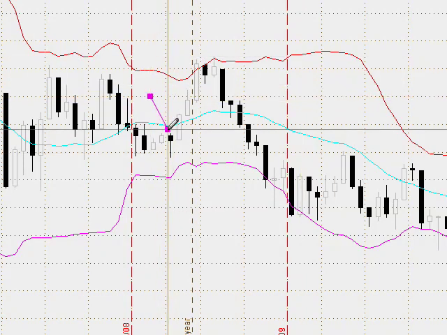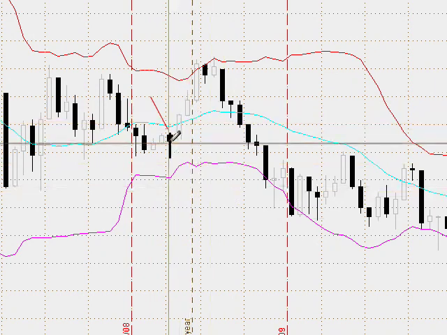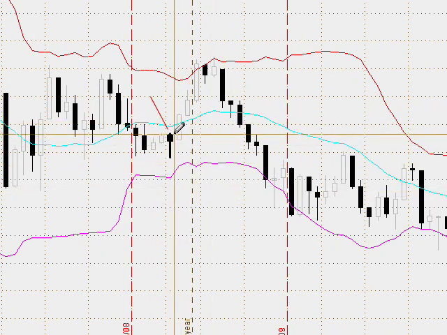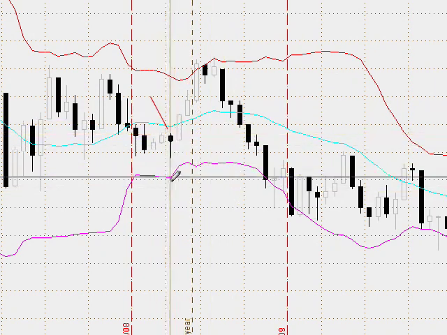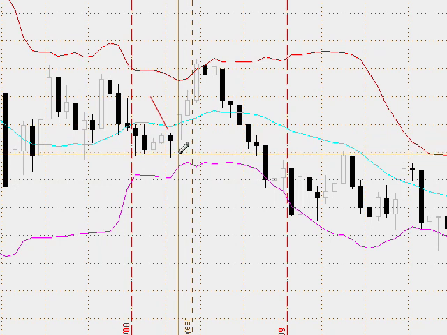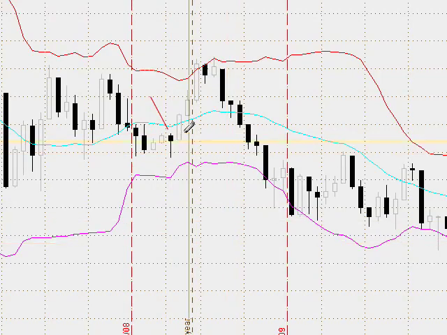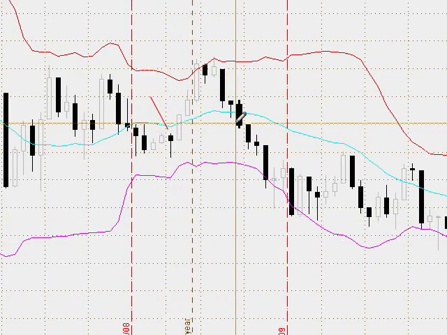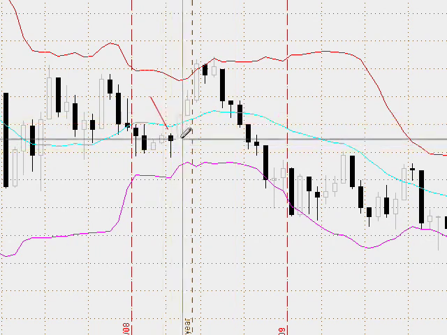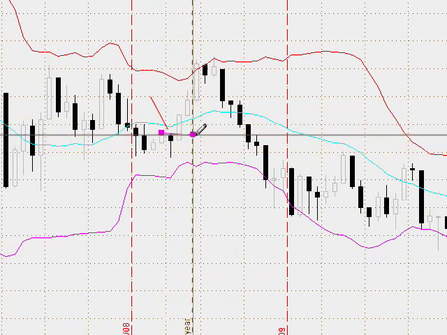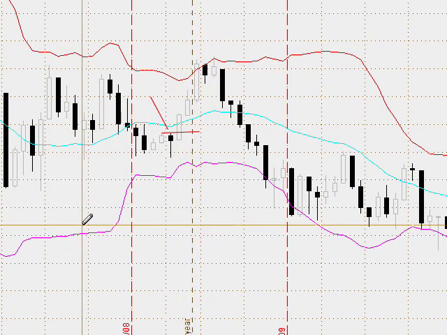Let's take a look at a couple more. Here we have a hammer, right? Hammer at the bottom. And we have a teeny little shadow up top, which makes it not a perfect hammer, but it's a hammer nonetheless, because the criteria is that there be little to no shadow at the top, and we have a little one. Then, of course, as with any hammer or hanging man, the next day confirms your entry. So we'd put a line right here, triggering our entry long in this direction.